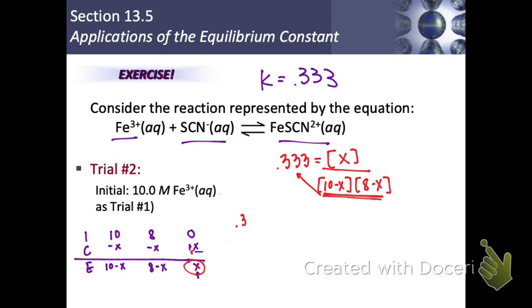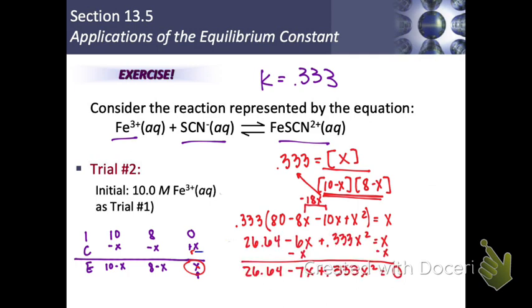Okay, so that leaves me with 0.333 times (80 minus 8x minus 10x plus x squared), and all of that's equal to x. So we did all this math to get our quadratic set up, and so now I've got my a term here, my b term here, and my c term right there, right? The a term is what goes with x squared.